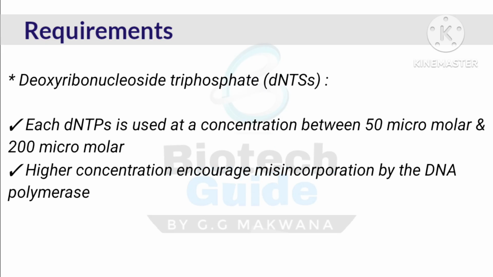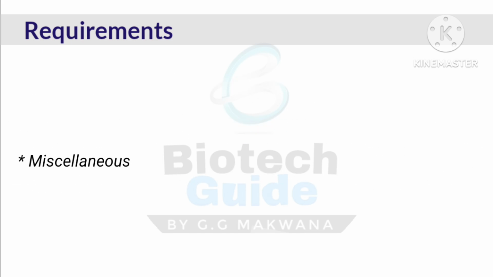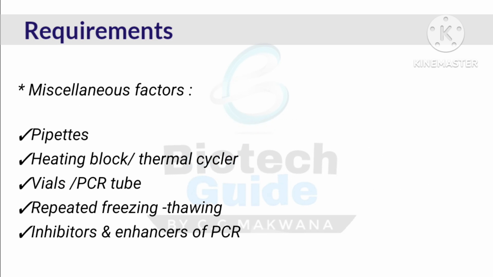Then deoxyribonucleotide triphosphates, also defined as free dNTPs. Each dNTP is used at a concentration between 50 micromolar and 200 micromolar. Higher concentration encourages misincorporation by the DNA polymerase, so the optimum concentration is maintained. And at the end, miscellaneous factors like pipettes, heating block, thermal cycler, vials, PCR tubes, repeated freezing and thawing, and inhibitors and enhancers of the PCR. So these are the basic requirements for performing one single cycle.